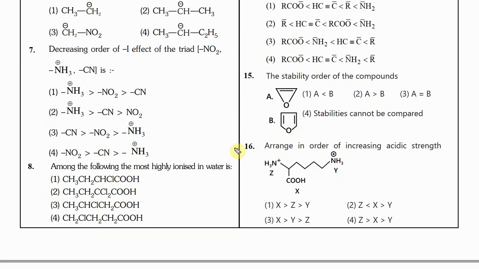Question 7. Increasing order of minus I effect. This is a class example. Now we know that NH3 is stronger than NO2, stronger than CN. So this is straightforward.